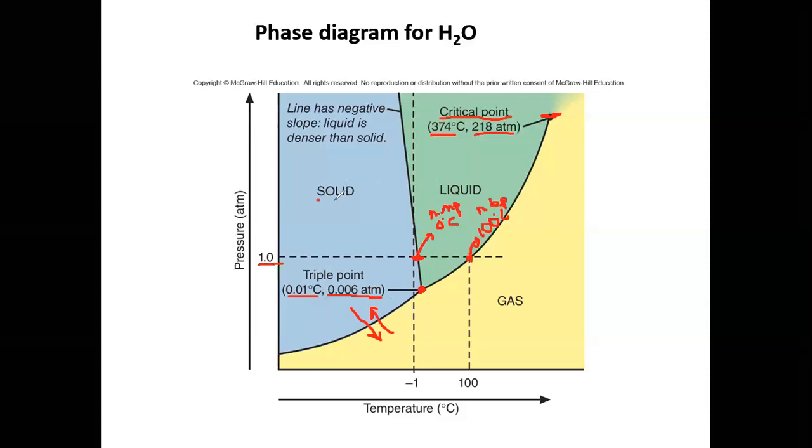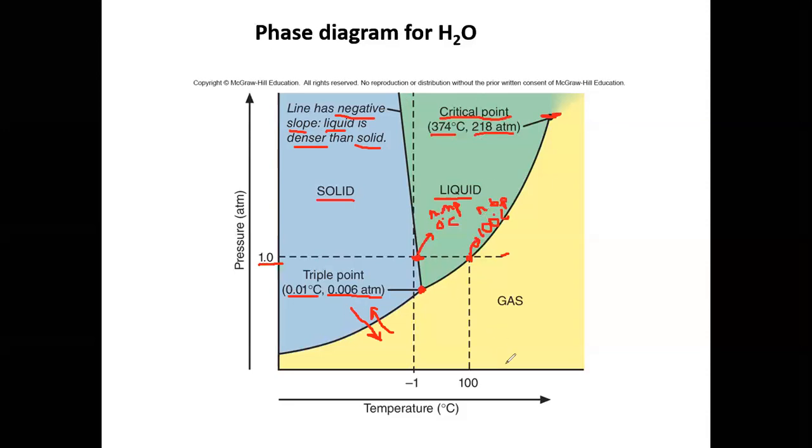Naturally, water exists as a solid and liquid at normal pressure, and then of course a gas. Likewise, you see that the solid-liquid boundary has a negative slope, which indicates the liquid is denser than the solid. So that's what you want to watch out for. You look at the solid-liquid phase boundary. Is it negative or is it positive? If it's negative, the liquid is denser than the solid. If it's positive, the solid is denser than the liquid.